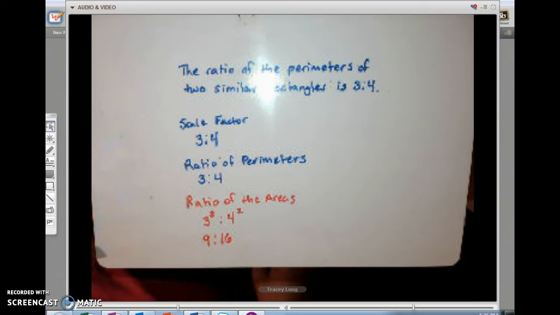All right, peeps, I hope that helps. What you've learned here is that when you have a scale factor, the ratio of the perimeters is the same as the scale factor, but the ratio of the areas is the square of the scale factor.